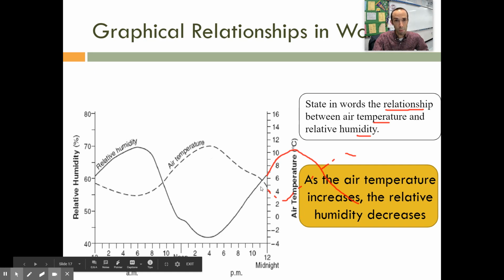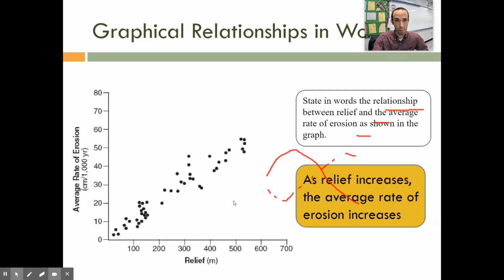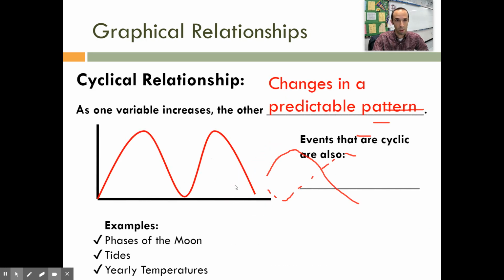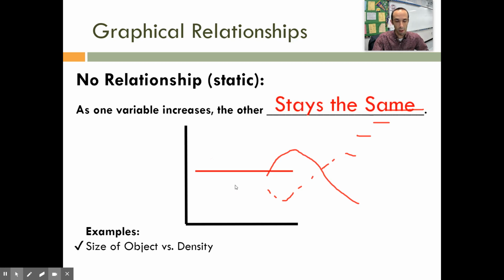Okay, so that's pretty much it. If you have any questions about these graphing relationships, that's the most important part about this, those four relationships. You need to know them, and I'll just go quickly through them again. Remember: direct, inverse, cyclical, and static. Okay, and that's it.